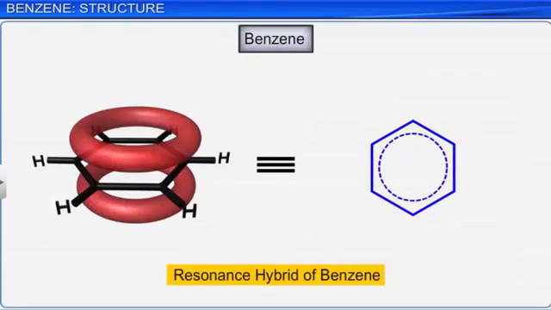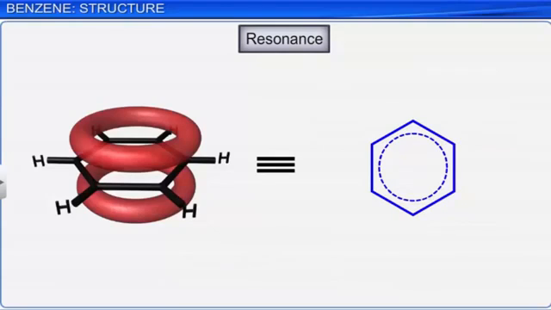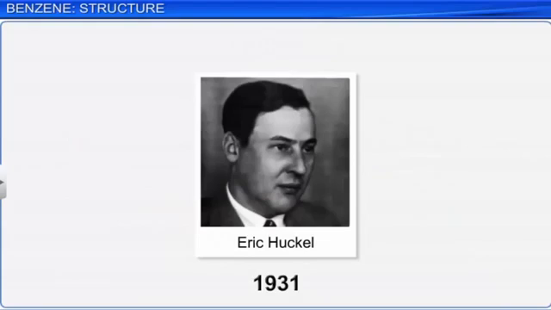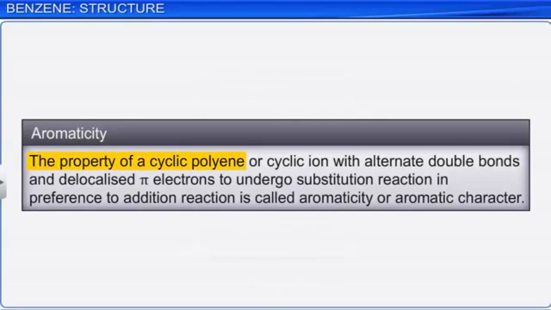We know that the stabilization of benzene takes place due to resonance, which is also responsible for its aromatic character. In 1931, Erich Huckel proposed the modern theory of aromaticity, or aromatic character of compounds. The property of a cyclic polyene or cyclic ion with alternate double bonds and delocalized pi electrons to undergo substitution reaction in preference to addition reaction is called aromaticity or aromatic character.